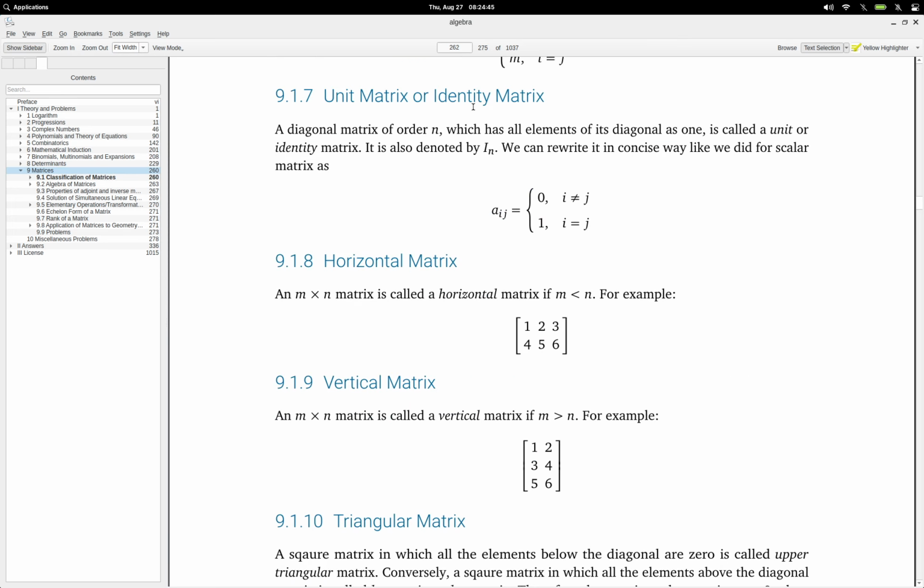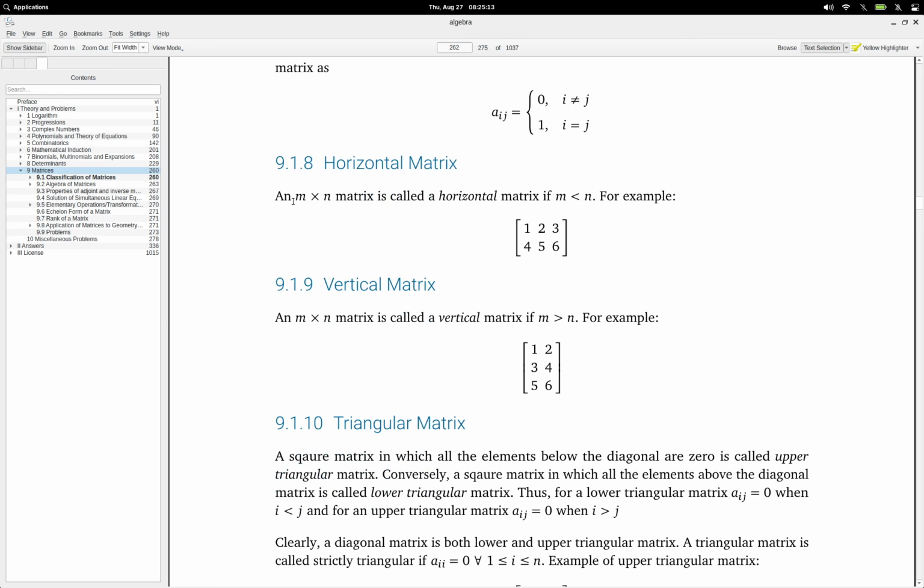Then we have unit matrix or identity matrix. A diagonal matrix of order n which has all elements of its diagonal as one is called a unit or identity matrix. It is also denoted by In. We can write it in a concise way just like we did for scalar matrix as Aij is equal to 0 for i not equal to j and Aij equal to 1 for i equal to j.